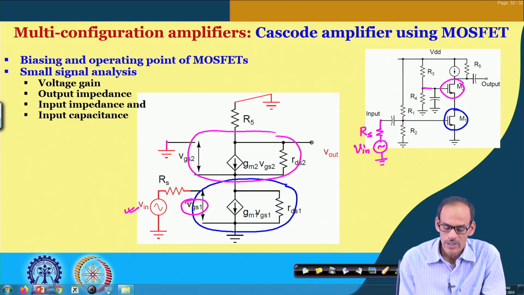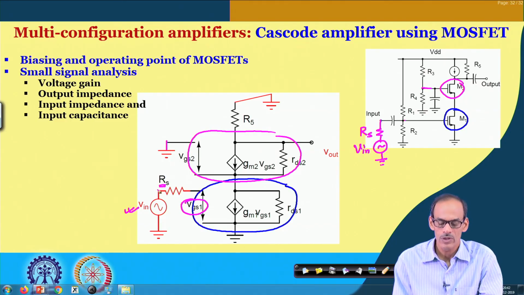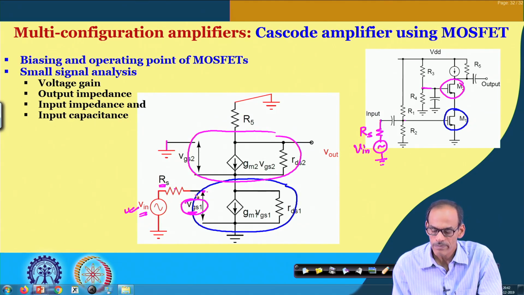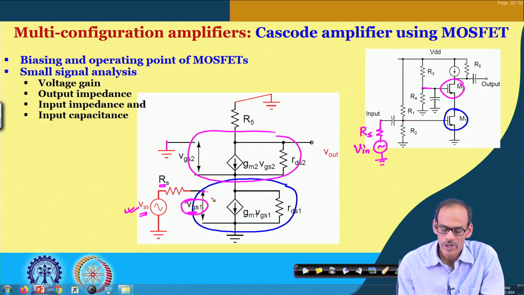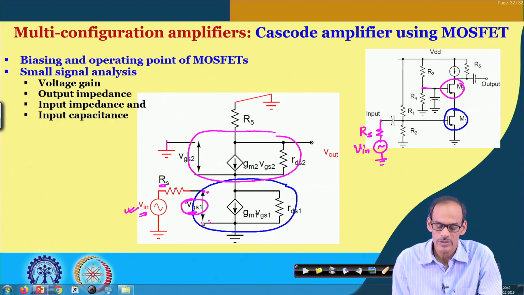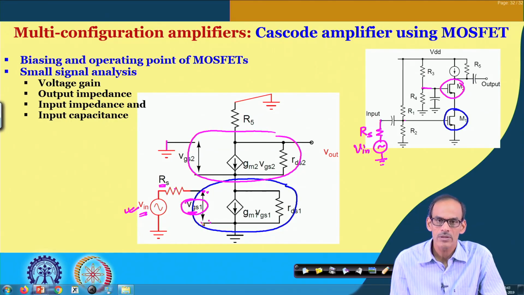So, we can see that the drop across this Rs is DC-wise 0, and even signal-wise we may ignore it. So, we can say that VGS1 is the same as Vin, unless we consider the input capacitance here. Note that here we do not have r pi, namely the gate to source resistance is infinite. So, this circuit is in fact simpler than the BJT version.